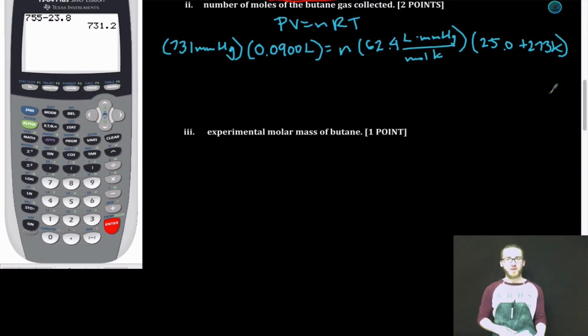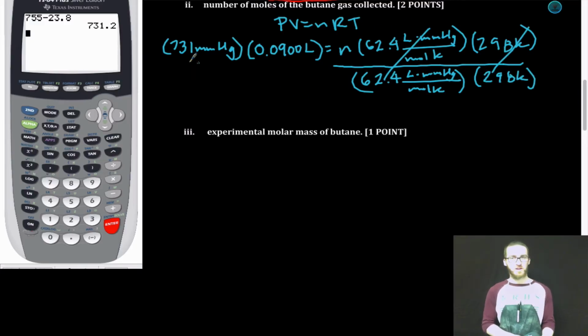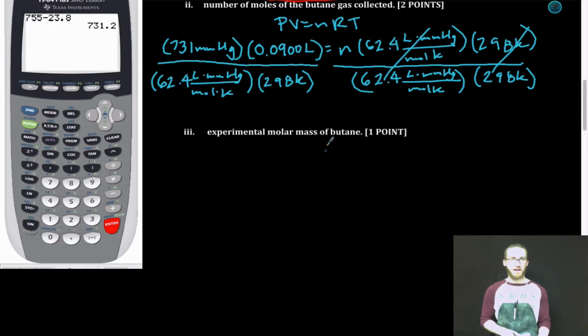Alright, now think about your algebra skills. I'm trying to get number of moles by itself. Currently, I'm multiplying number of moles by 62.4 and my temperature value, which, let's simplify right now, is 298. In order to isolate this variable, I'm going to divide each side by 62.4 and 298. That'll cancel it out on this side, but whatever I do on one side of the equation, I have to do to the other. Calculator time.